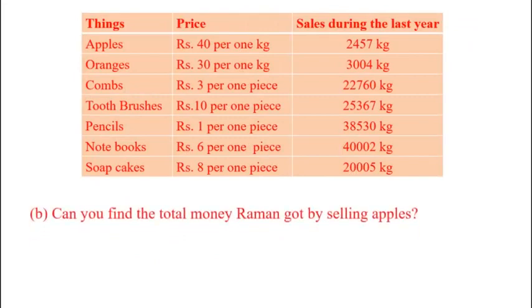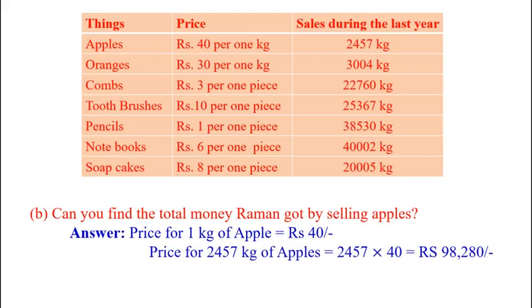Next question, can you find the total money Raman got by selling apples? So answer, the price for 1 kg of apple is rupees 40. It is given. And the price for 2457 kg of apples, that is equal to 2457 into 40. That is equal to rupees 98,280.